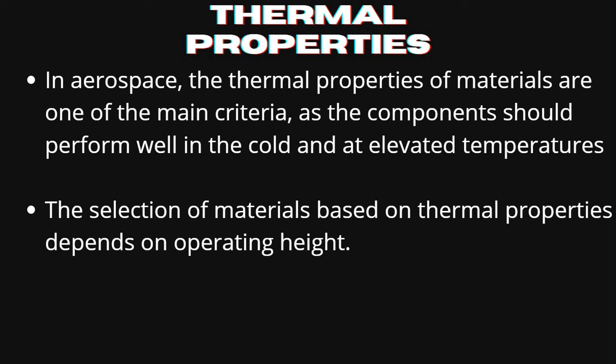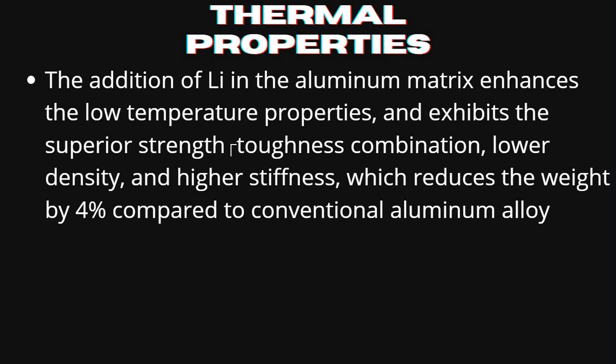At high altitude we have low pressure and low temperature. It's a cold stage, and ice easily forms. Icing affects the material, causing shrinkage or easy crack propagation. So scientists use lithium in the aluminum matrix in composites to enhance the low temperature properties and exhibit a superior strength-toughness combination, lower density and higher stiffness, which reduces the weight by 4% compared to conventional aluminum alloy. So compared to the plain aluminum alloy, we are using lithium and aluminum matrix as a composite material, and it enhances the low temperature property. So low temperature properties are also important in this scenario, and exhibit the superior strength, toughness combination, lower density and higher stiffness.